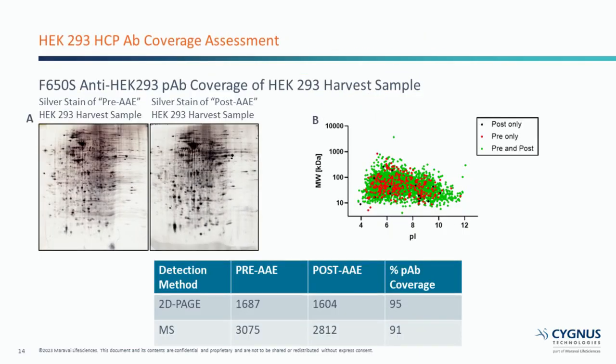So we applied the same methodology to our HEK293 HCP antibody, where we have performed coverage analysis by 2D PAGE Western blot, by AAE 2D PAGE and by mass spectrometry. And you can see here that coverage by 2D PAGE is 95%. By combining AAE with mass spec, we identified more proteins, both in the starting material, in the harvest, and immunoreactive proteins. And our overall coverage is still pretty close, 91 or 95%.